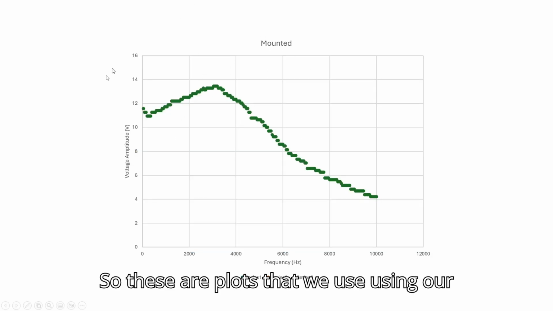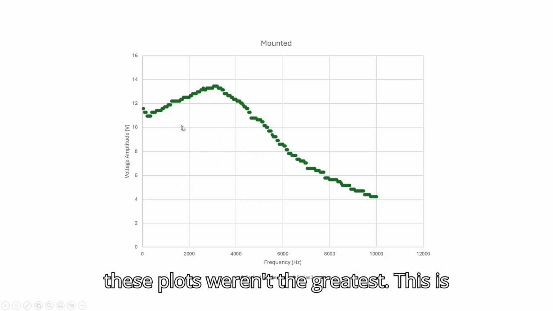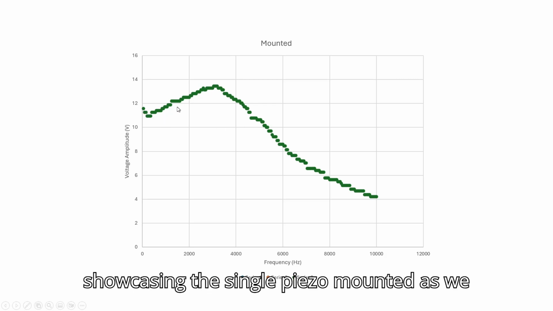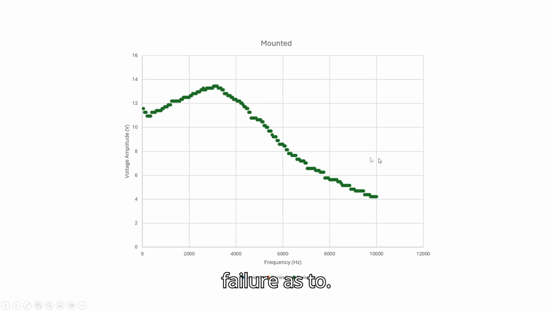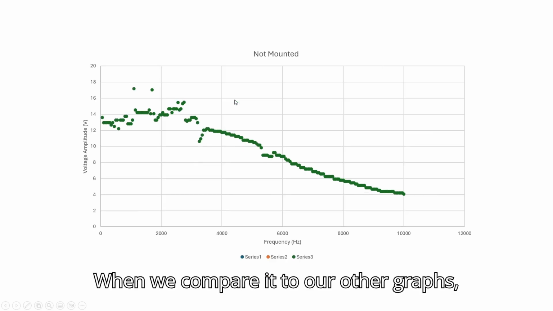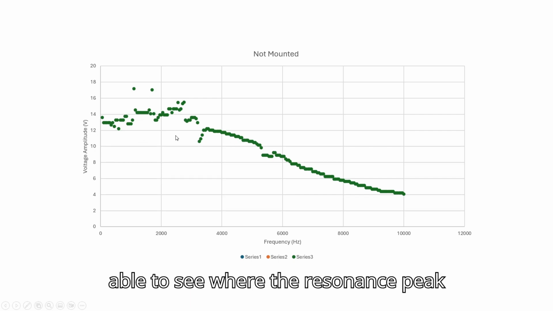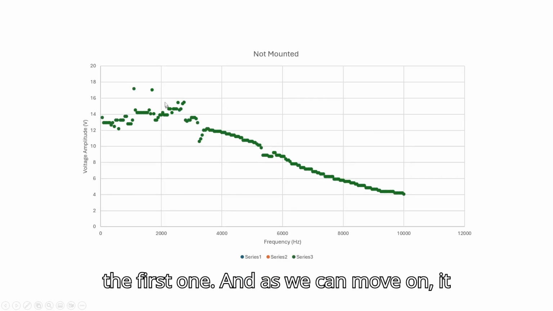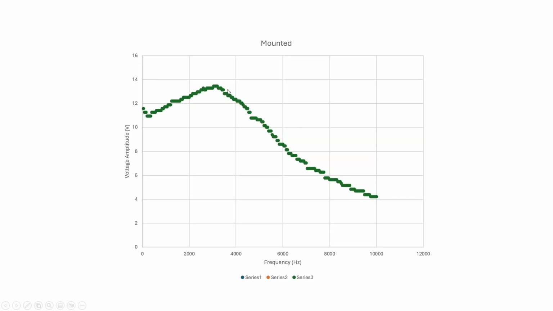So these are plots that we made using our Agilent oscilloscope. And these plots weren't the greatest. This is probably one of our best graphs showcasing the single piezo mounted, as we were able to get some sort of peak from it. But we consider this overall to be a failure, when we compare it to our other graphs. The graphs have some points where you're able to see where the resonance peak would be, but it's not really clear like the first one. And as we move on, it shows more and more that it's not consistent, and we couldn't use this as our basis.